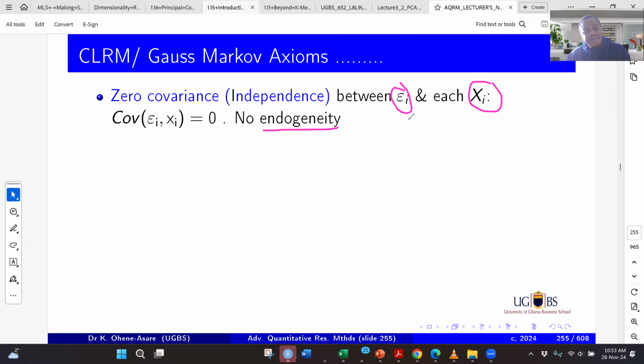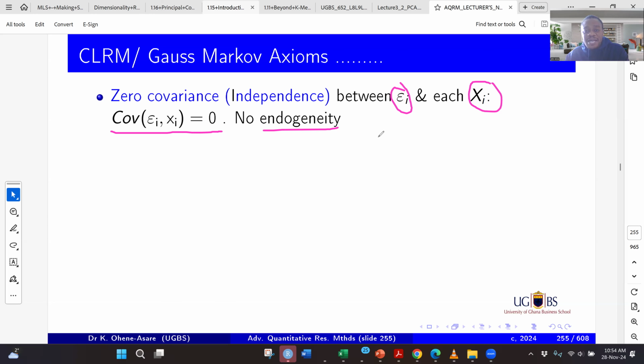So when you have the errors depending on the independent variable, or vice versa, then you have the problem of covariance. But there must not be any covariance, or any dependency between the errors and the explanatory variables. This is known as the covariance of the error term and that of the independent variable must be 0. No endogeneity should be present.